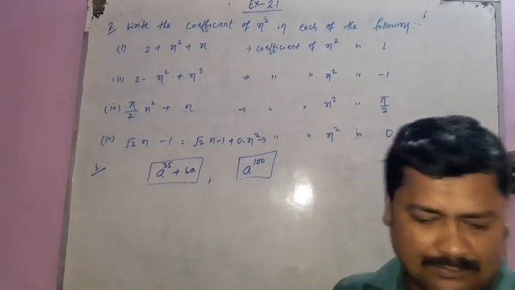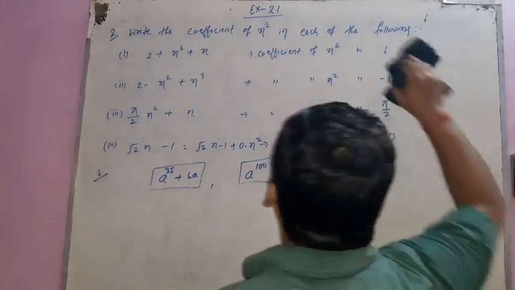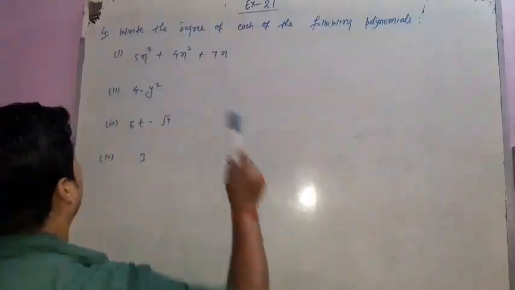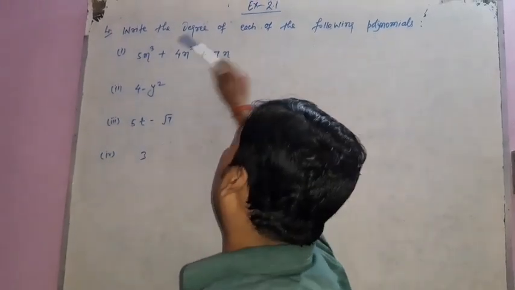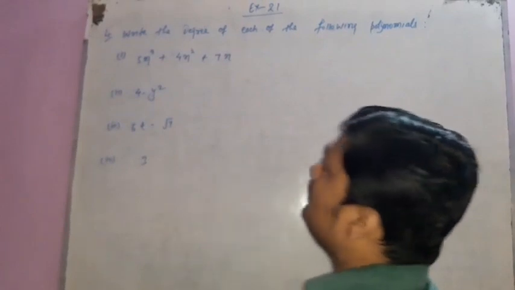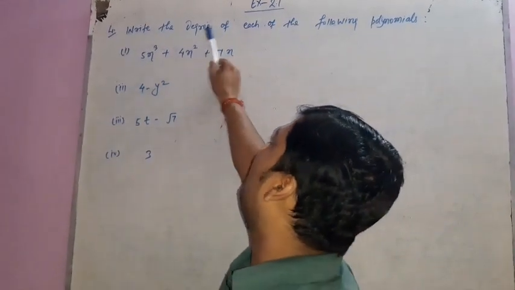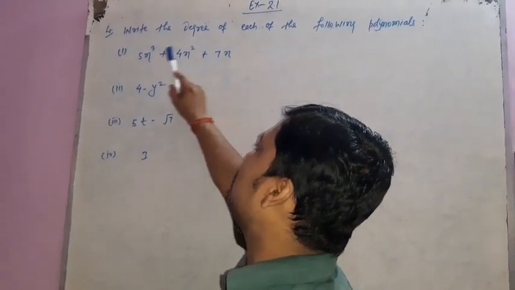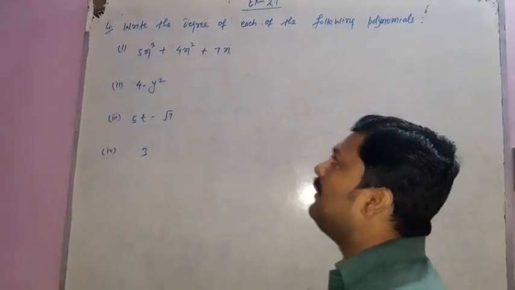In question number 4, but before that we have to make it clean. In question number 4 of exercise 2.1, write the degree of each of the following. First we have to know what is the degree of the polynomial. The maximum power of the variable is called the degree of the polynomial.